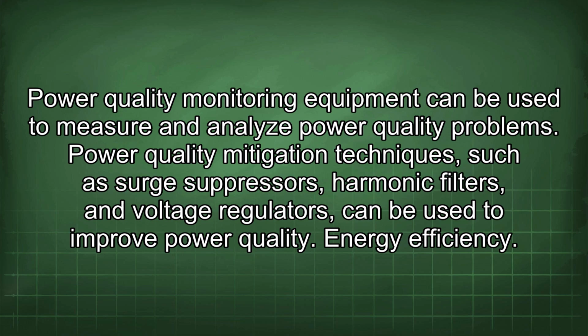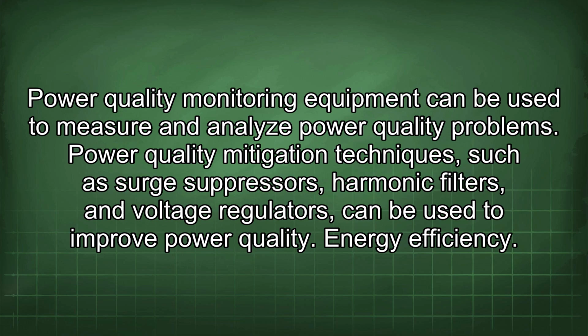Power quality monitoring equipment can be used to measure and analyze power quality problems. Power quality mitigation techniques such as surge suppressors, harmonic filters, and voltage regulators can be used to improve power quality.